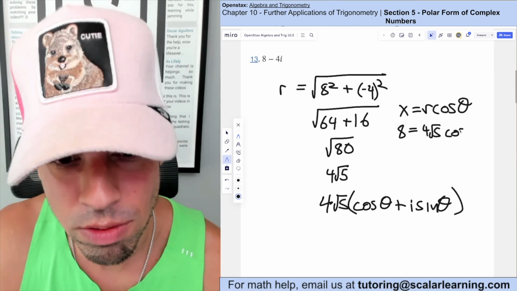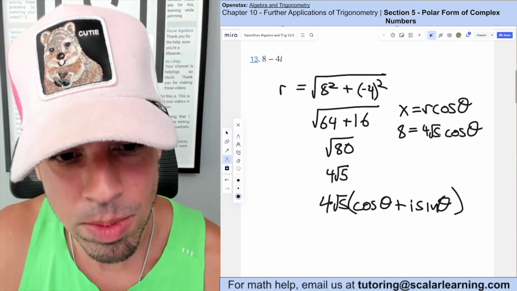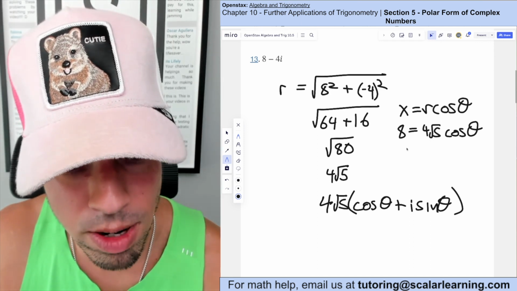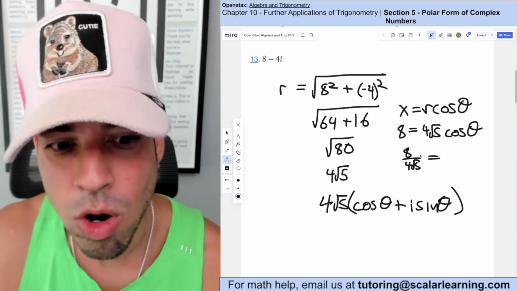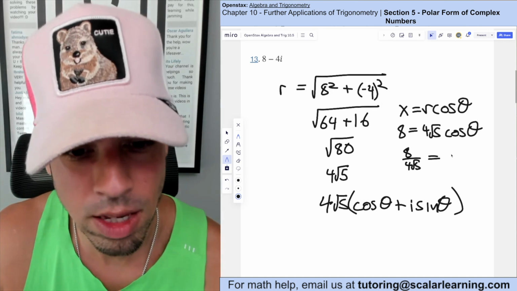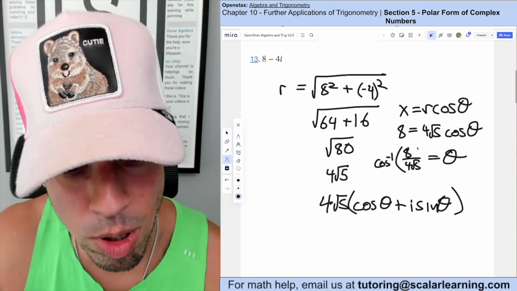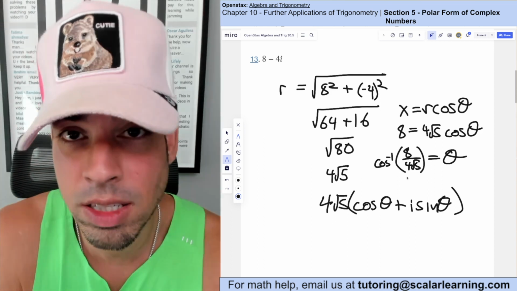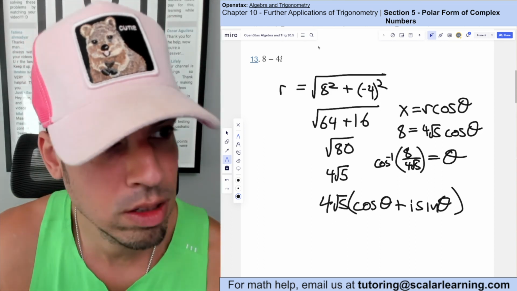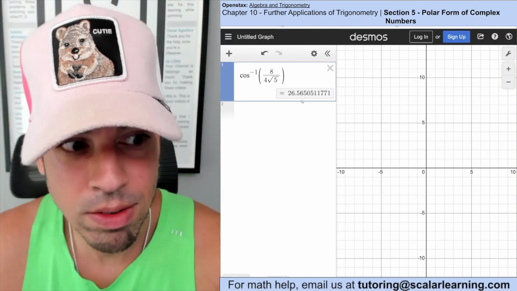So now we can use this to find cosine of theta. What I'm going to do is divide by 4 rad 5, and then take arc cosine of this argument to isolate the theta. So then theta equals arc cosine, we take arc cosine to both sides. So let's plug it into Desmos and see what that is in degrees. And then we get a value of 26.56 degrees.